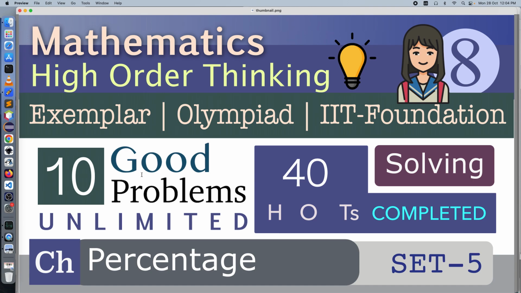So let's get started in solving the 10 good problems of set 5 on the chapter of percentage.